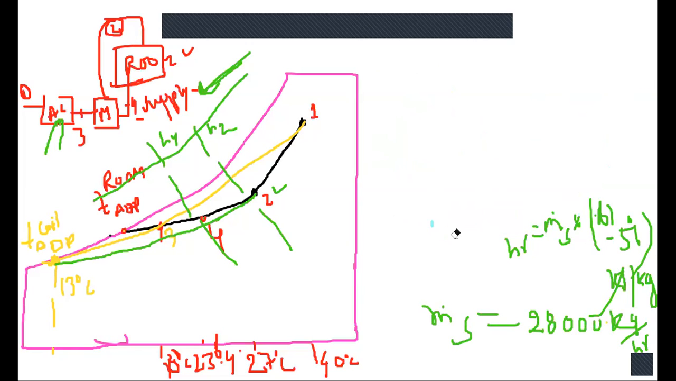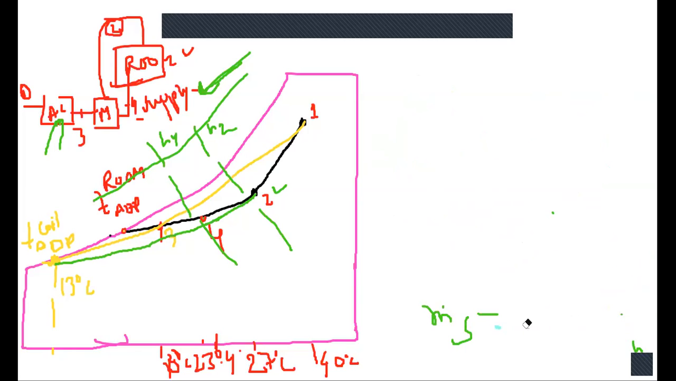Now the fourth point is the apparatus dew point, which is 13 degree, which we have already calculated through the chart. Now the bypass factor. Now erase all this. Otherwise the figure is very. Oh, sorry.